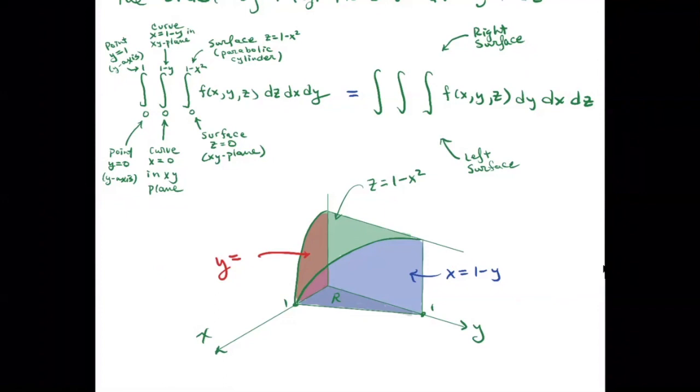Correct. y equals 0 on the left. That's your lower limit on y. 0. To what? Well, on the right, you got to do the right surface. So if x is 1 minus y, I think that means y is 1 minus x, right? So that's your right surface, left to right. It's still surface to surface, but on the right it's 1 minus x. Any questions?